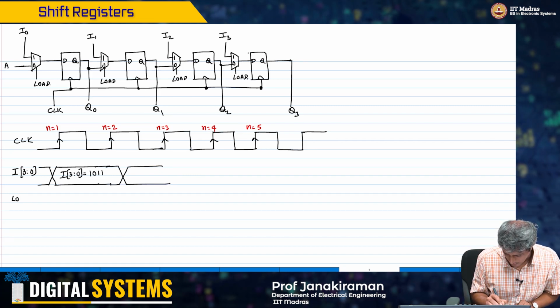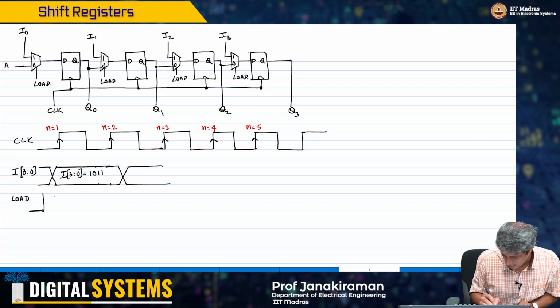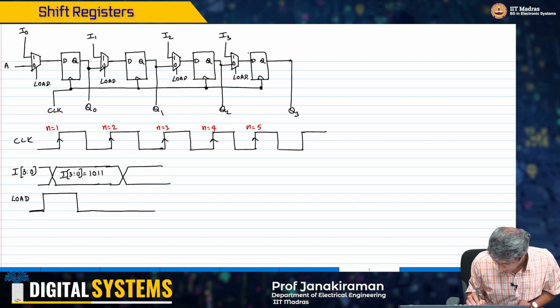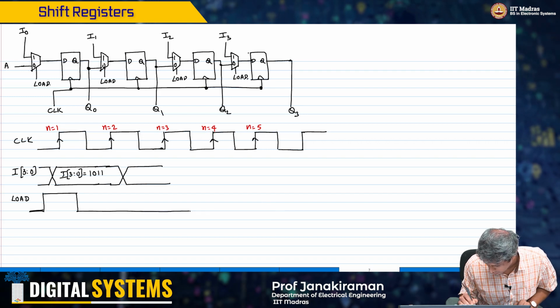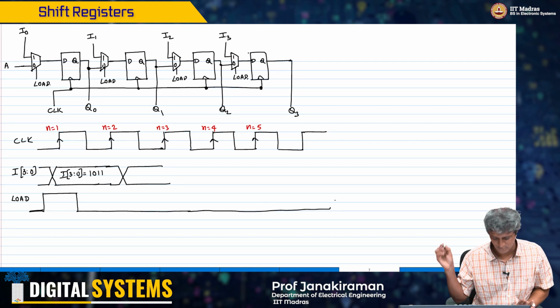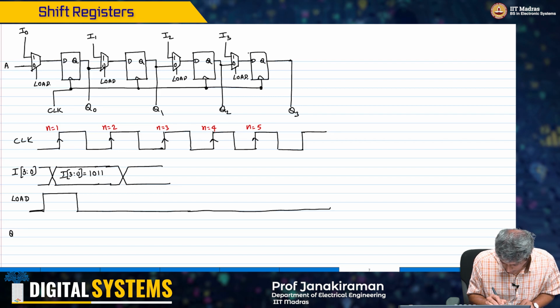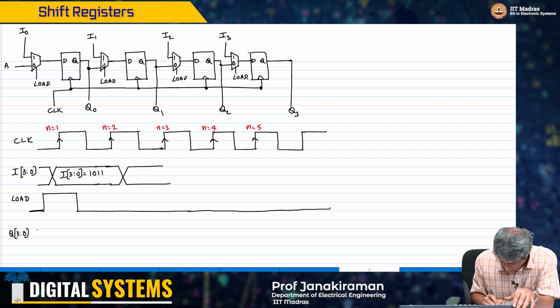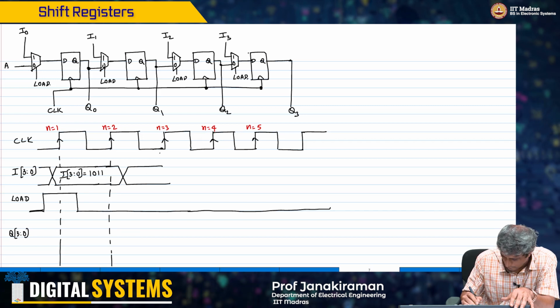My load signal is going to activate like this. Okay, it goes high just before the clock edge, and then it remains low after that, right? So the load never goes high again, okay? So what happens is, now I am going to look at Q3 to 0 here, right? So let's look at this as usual.